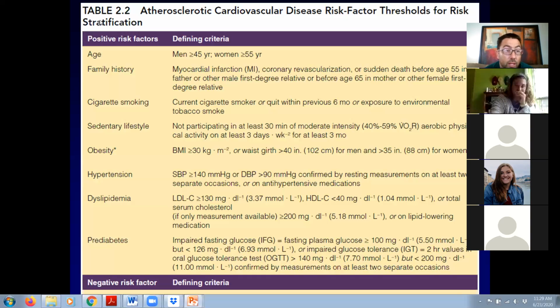Our fifth risk factor is related to blood pressure. So, are you a hypertensive person? Do you have a systolic blood pressure greater than or equal to 140 millimeters of mercury, or a diastolic pressure greater than or equal to 90 millimeters of mercury? Now, this has to be confirmed by resting measurements on 2 separate occasions, okay? Or you're taking an antihypertensive medication, all right? So if you're taking the medication, then we're going to count that as a risk factor. Otherwise, it needs to be this.